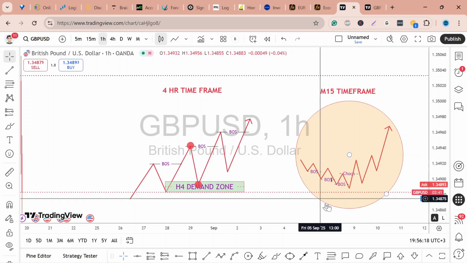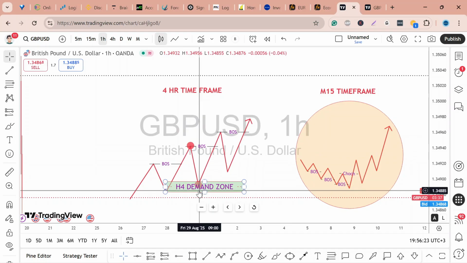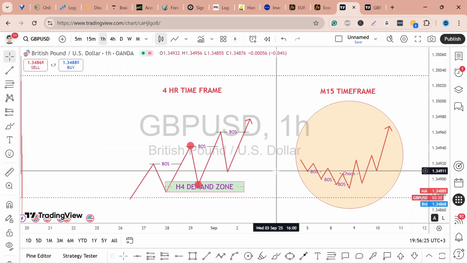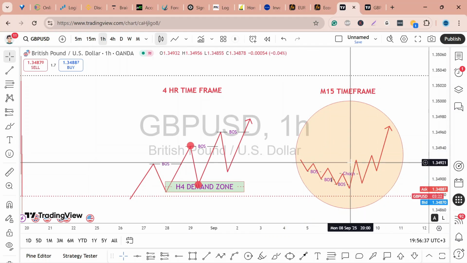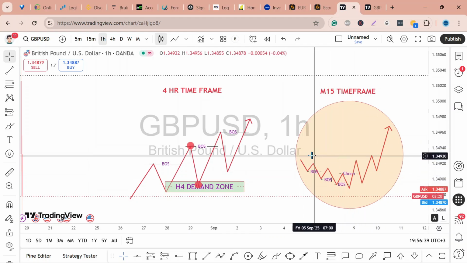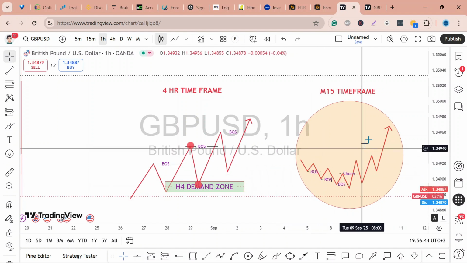So once the change of character happens during this move here, now you know that the lower time frame trend wants to align with the higher time frame trend. Are you getting me, my people? So once this setup happens, the lower time frame direction wants to align with the higher time frame trend.